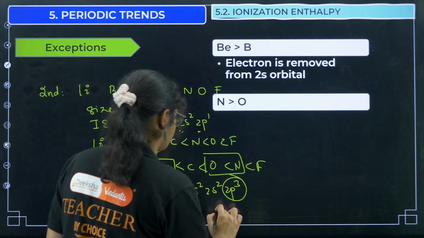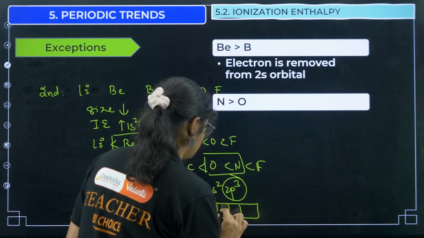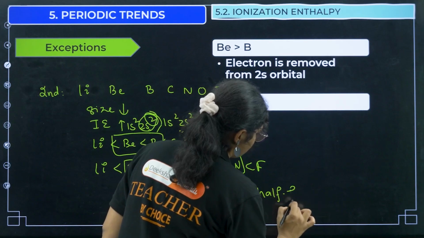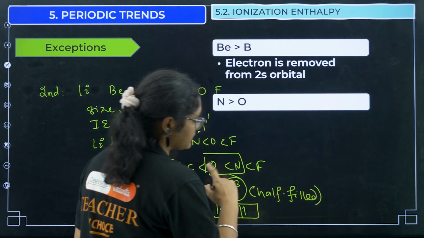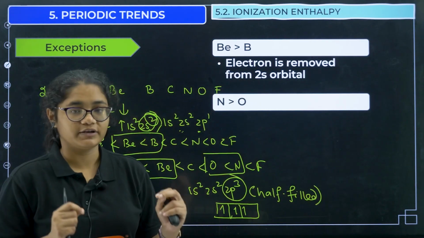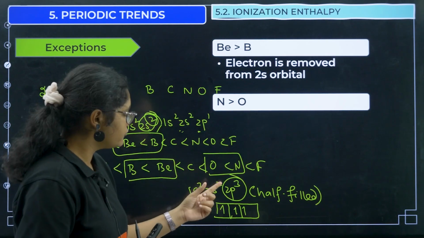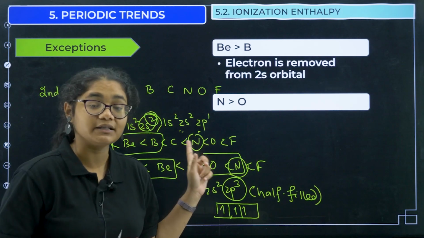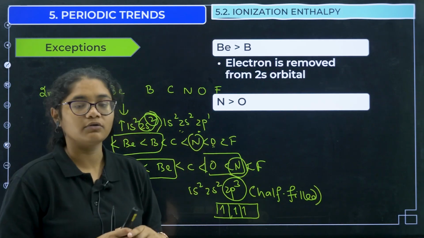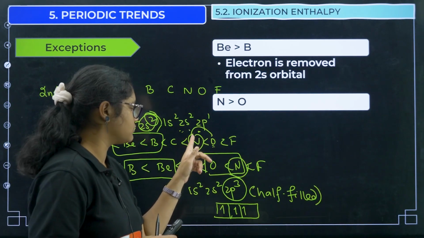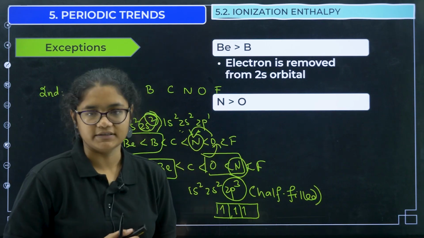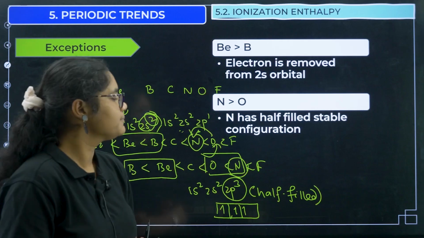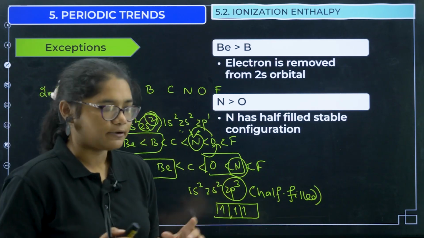So if you see the p orbital, it has 2p3. What is this? This is exactly half filled, right? And we just discussed in the fifth point that half filled configurations are very, very stable. So to remove an electron from this half filled configuration of nitrogen requires much more energy than removing an electron from oxygen. So that is why oxygen comes here and nitrogen comes here. So nitrogen has a half filled stable configuration. Okay, clear, the exceptions of ionization enthalpy.